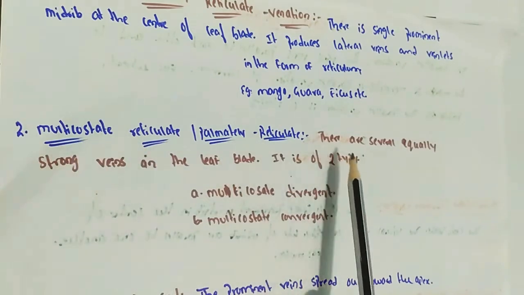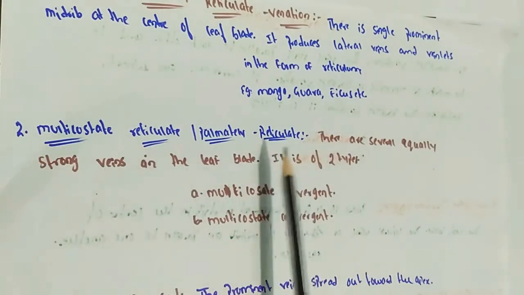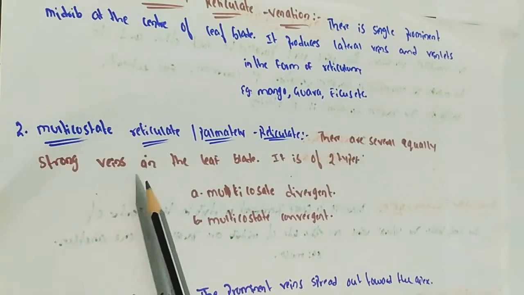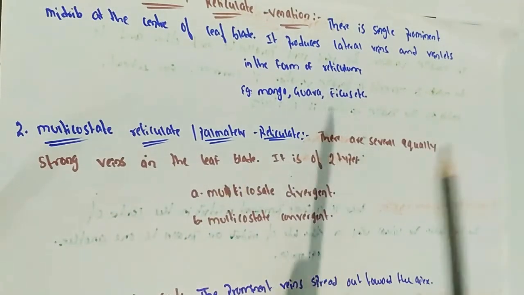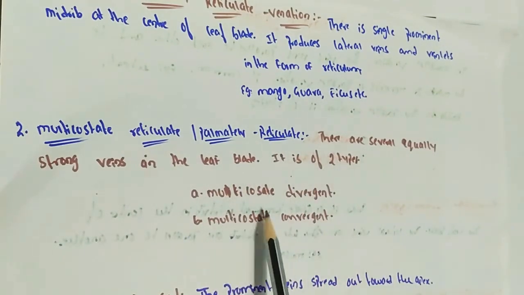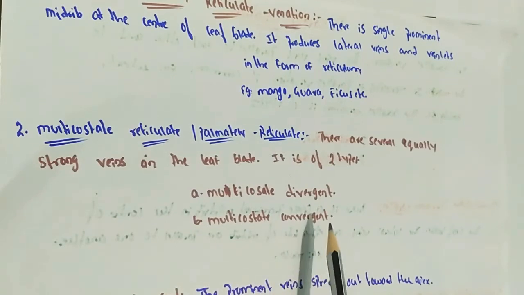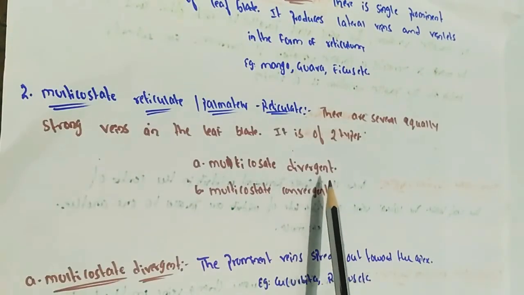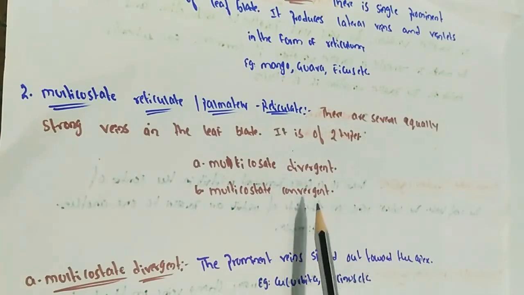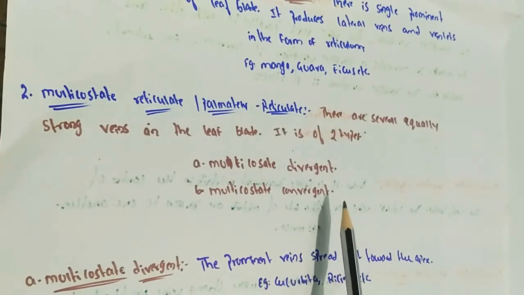Second type, multicostate reticulate or palmately reticulate. Multi means several. There are several equally strong veins in the leaf blade. It is of two types: multicostate divergent and multicostate convergent. Divergent means veins move in different directions. Convergent means veins come closer.